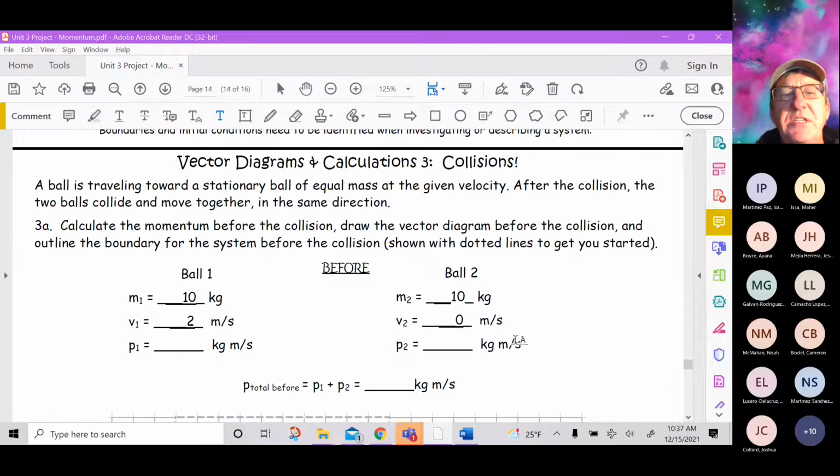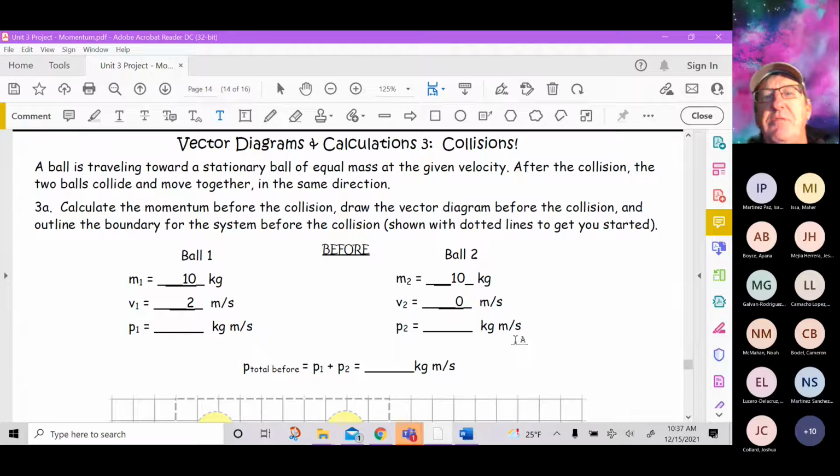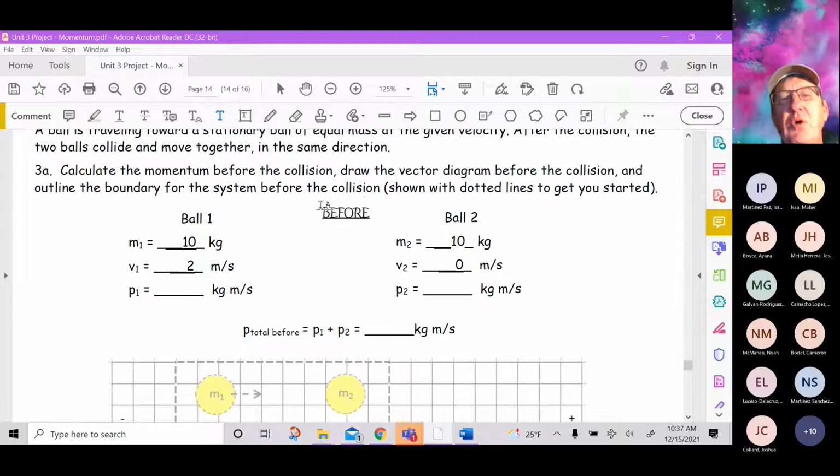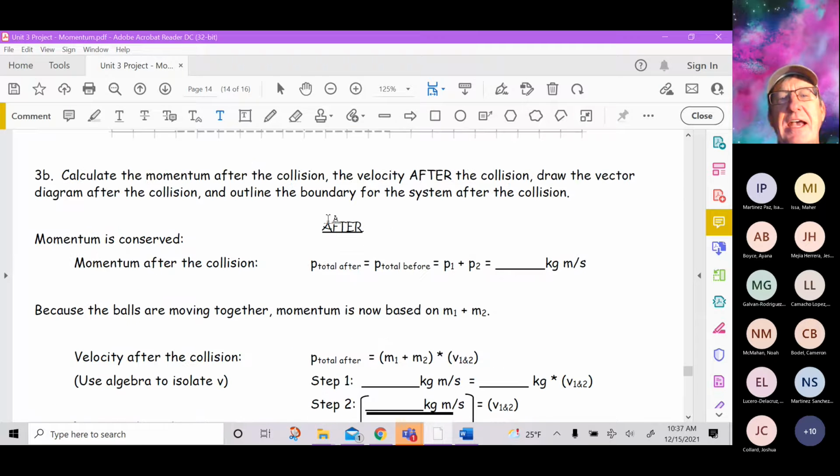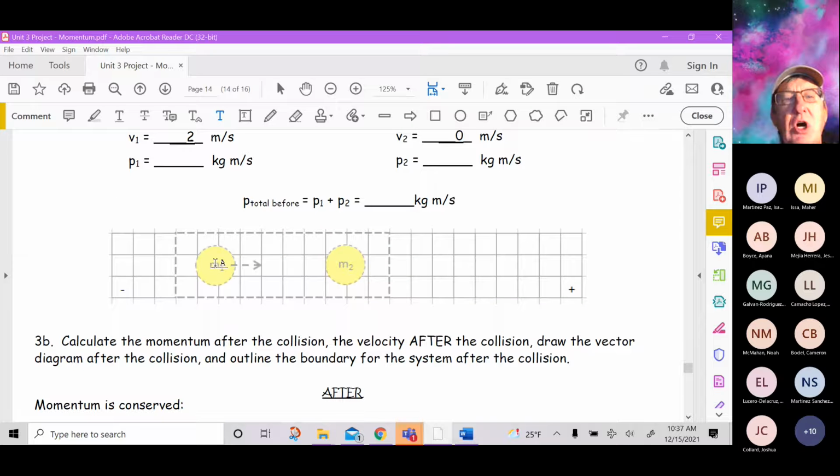And then we did collisions. So the thing with the collisions is we have to look at both before the collision and after the collision. And so we started with one ball colliding with another ball.